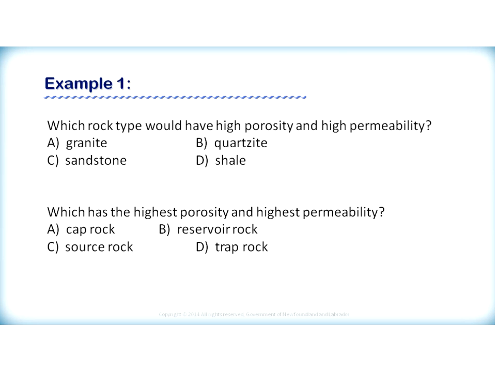Let's look at some examples. Example number 1. First question reads, which rock type would have the high porosity and high permeability? So if we look at the rocks of choice here, A would be granite, B would be quartzite, C would be sandstone, and D would be shale. From previous studies in Unit 3, we noticed that granite and quartzite are igneous and metamorphic rocks, respectively. Therefore, they do not have porosity and permeability.